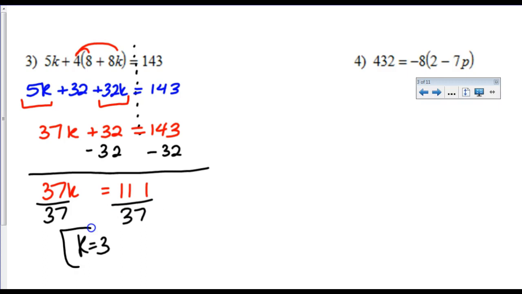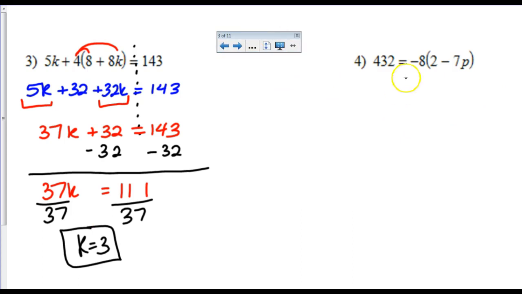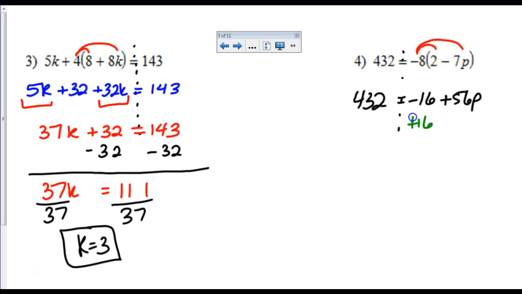All right. Next problem, same distribution property that we saw in the previous one is going to have to be utilized again. So this time we're going to distribute a negative 8. So watch their negative sign. 432 stays over here. But now I have a negative 16. And then negative 8 times negative 7 is a positive 56p. So there's no like terms to collect on either side, so we're going to start moving things away from the p. So I'm going to add this 16 over here.